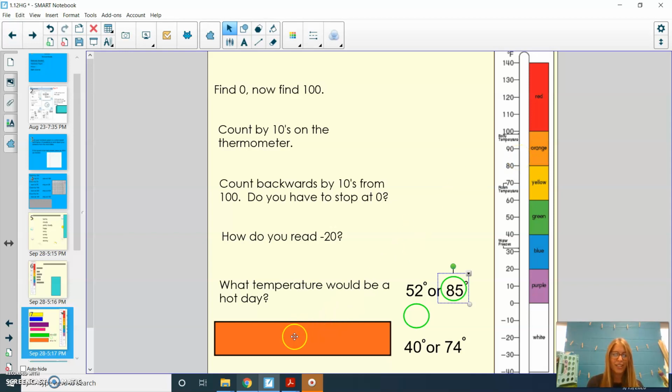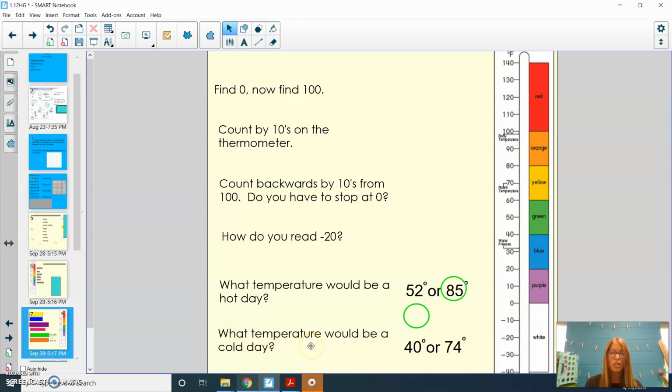85 degrees. And then what temperature would be a cold day? 40 degrees or 74? If you said 40 degrees, that would be correct. Some of our mornings are kind of starting out in the 40s now, so 40 degrees would be pretty cold. 74 is not quite as hot as 85, but it still is a nice warm temperature.